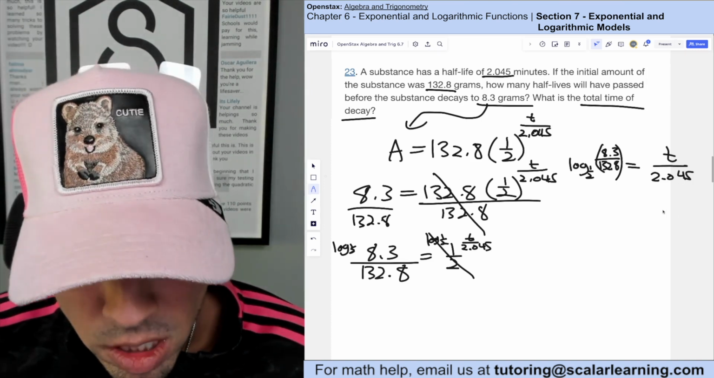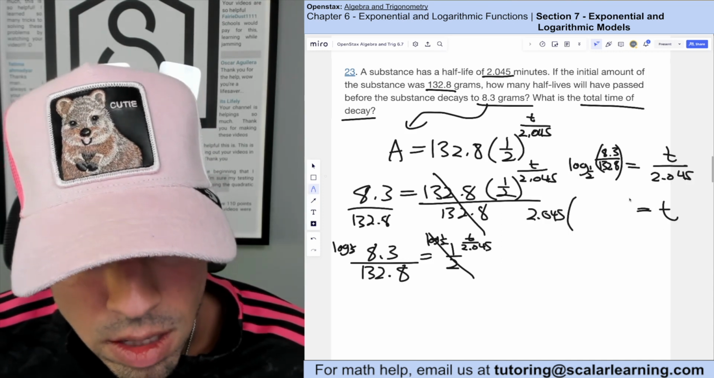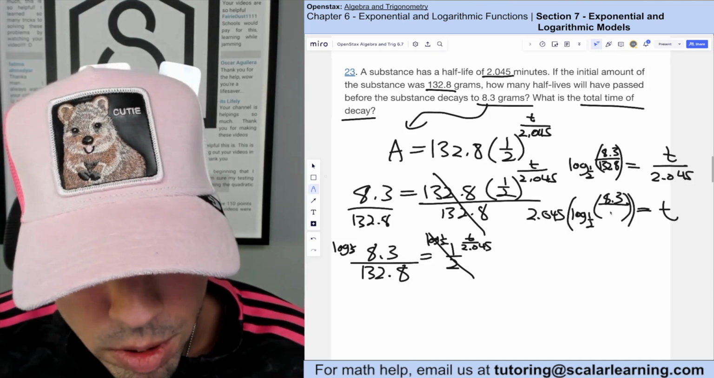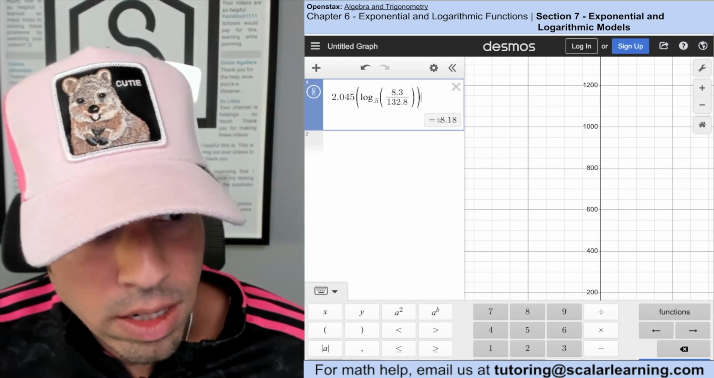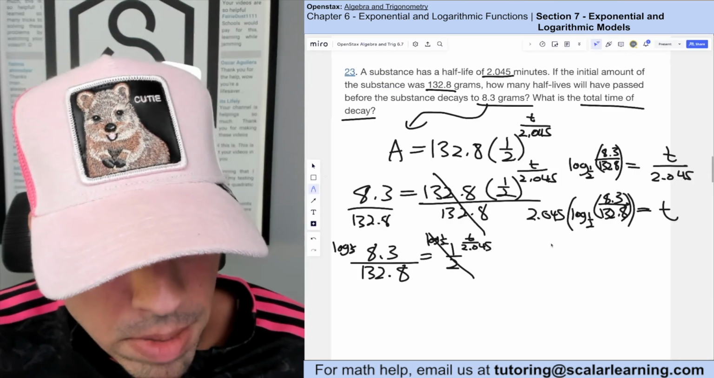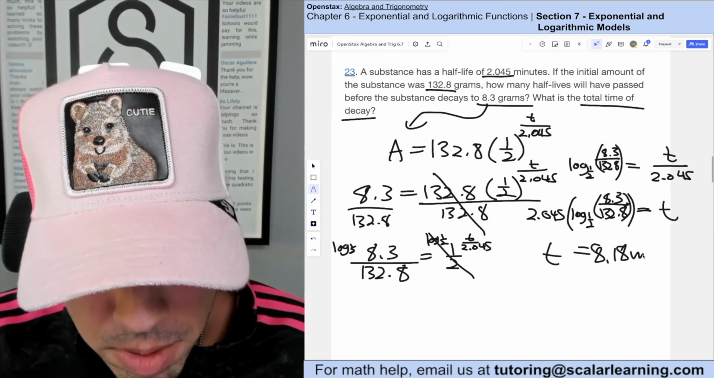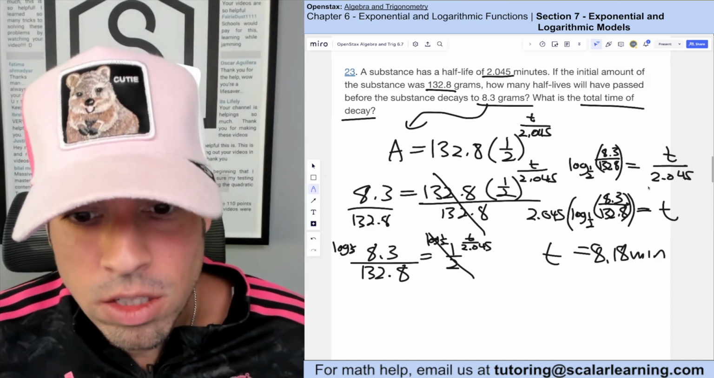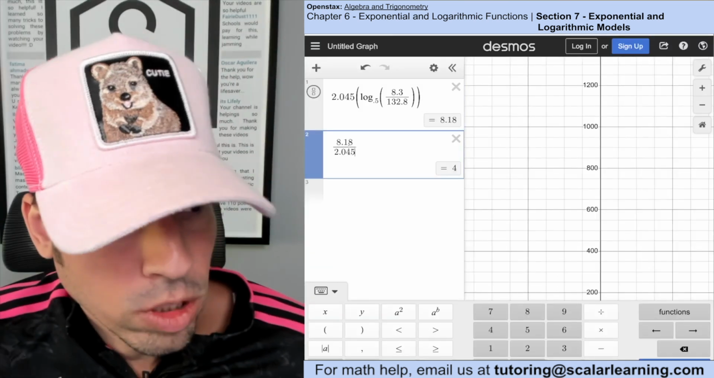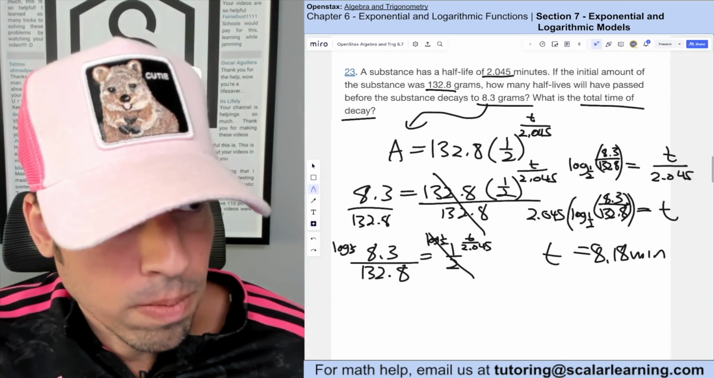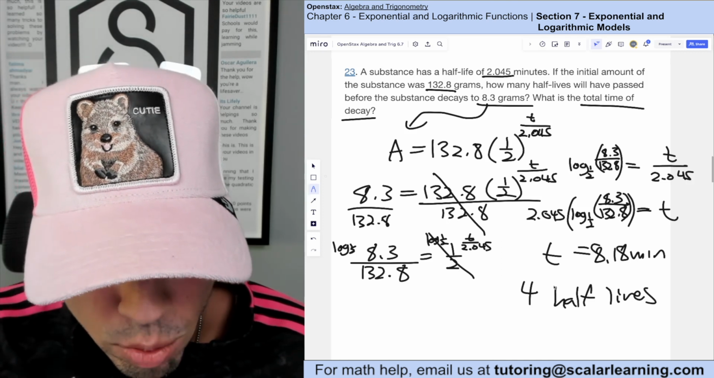Last step, we're going to multiply both sides by 2.045, so t equals 2.045 times log base 1/2 of 8.3 over 132.8, and now we got to plug it into the calculator and see what we get. And we get 8.18, so that's the amount of minutes. That's the second question, right? Total time of decay is 8.18 minutes. And the question is, how many half-lives is this? Well, this is one half-life, so I just basically divide 8.18 by the 2.045. And once we do that division, we get exactly 4. So this is 4 half-lives, which is a total of 8.18 minutes.